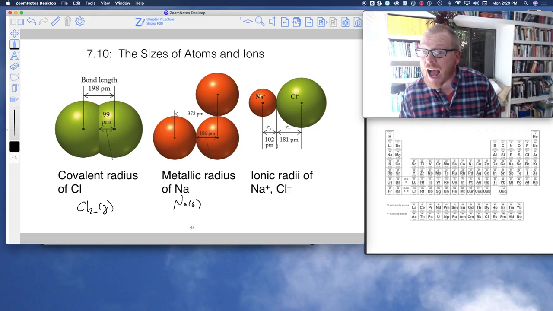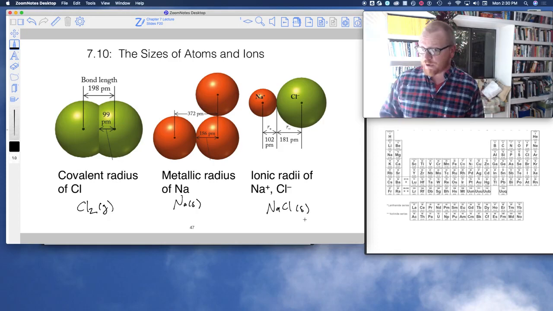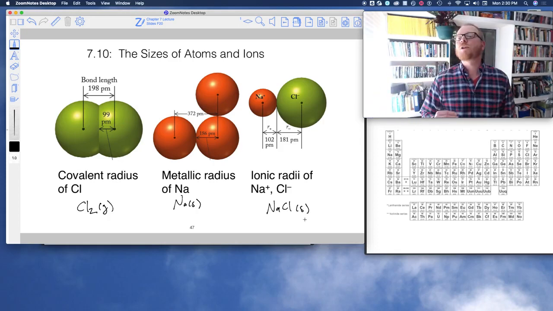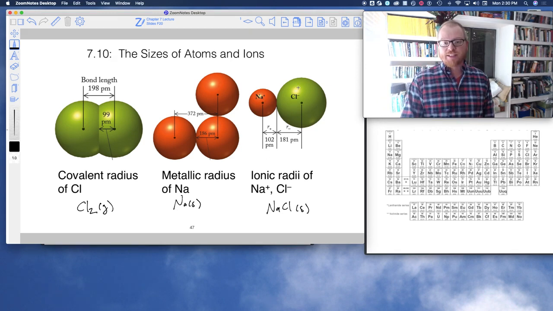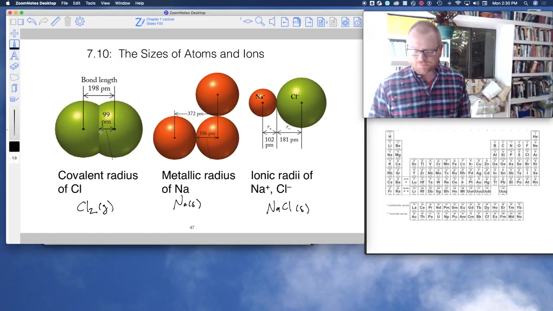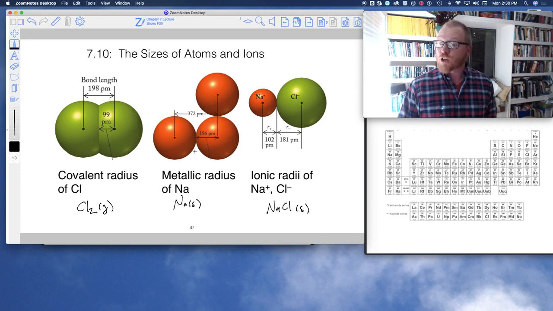But what about when I make a compound out of these? When I make an actual NaCl compound out of those two things, we're no longer using the metallic or the covalent radius or the size of the atoms. The sizes actually change when these things become ions. You can see chloride becomes bigger than what it should be as a covalent radius. And you can see sodium became much smaller than it did before. I'm going to explain that. We're going to come to that.